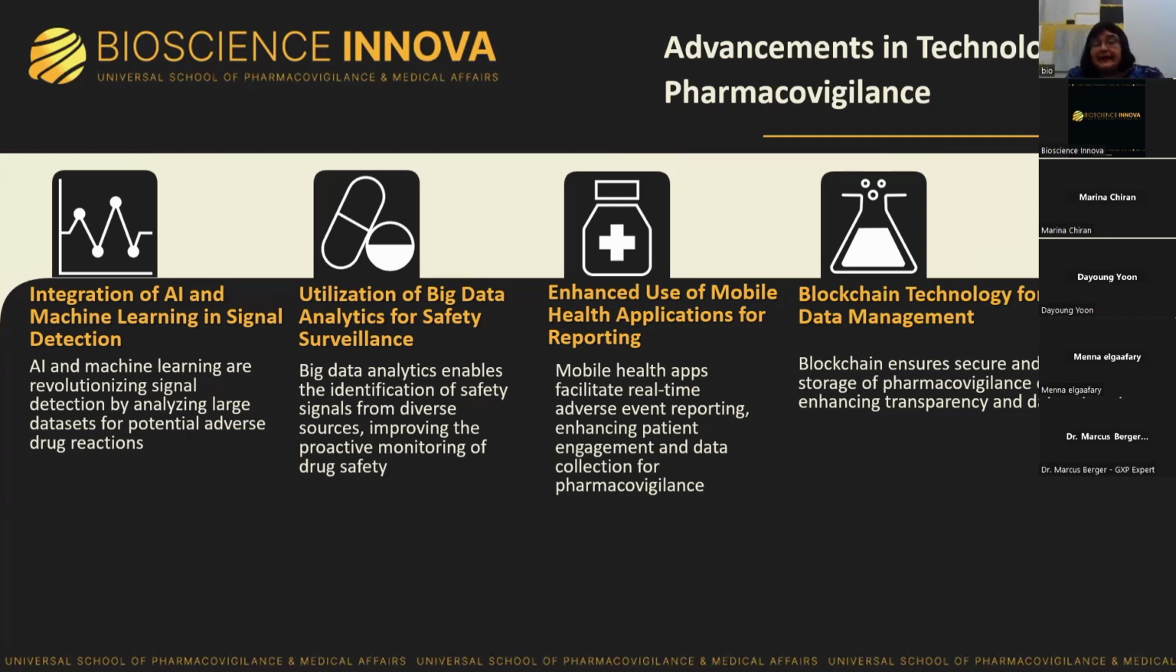of mobile health applications for reporting, so that every patient, every medical doctor, healthcare professional, and pharmacist will get the ability to report in time when they see an adverse reaction. Mobile health applications for reporting facilitate real-time adverse event reporting, enhancing patient engagement and data collection for pharmacovigilance. Blockchain technology for secure data management: blockchain ensures secure and immutable storage of pharmacovigilance data, enhancing transparency and data integrity.